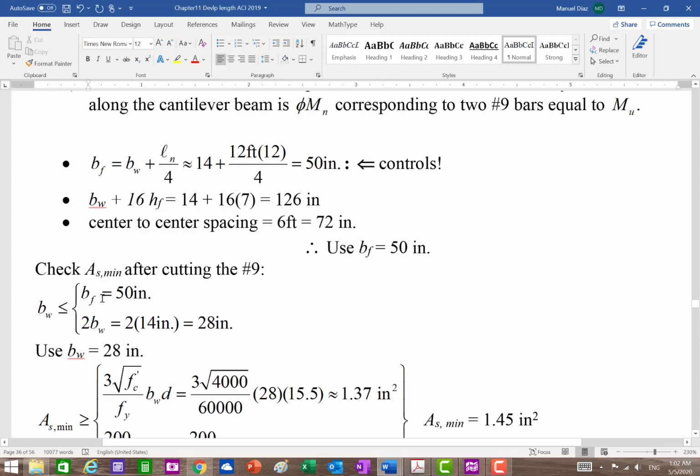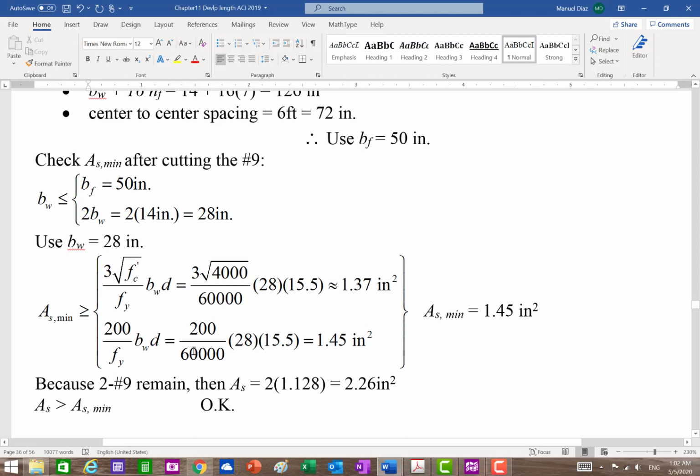So we check. We need to use this one because we're doing a cantilever, so tension, flange in tension, you have to use a different value for BW, right? And when you pick that up in the exam, very good, that was excellent. So you get your value, 145 controls, so I need 145. Since I'm cutting 1, there are 2 remaining, and that area is equal to 226. Is it more than minimum? Yes, I can cut.